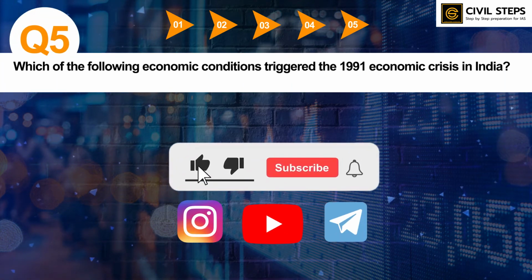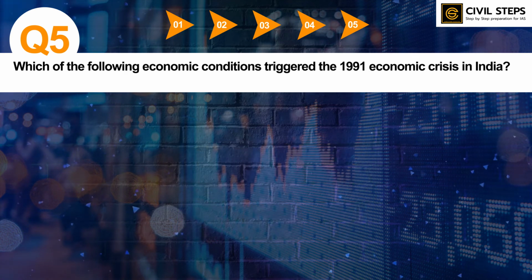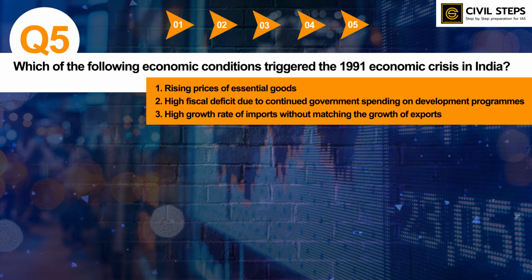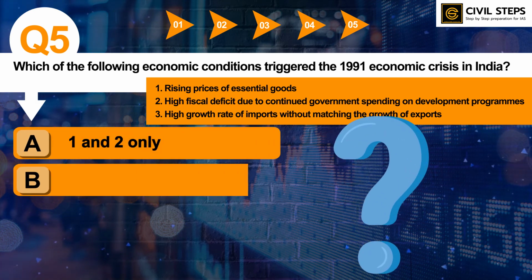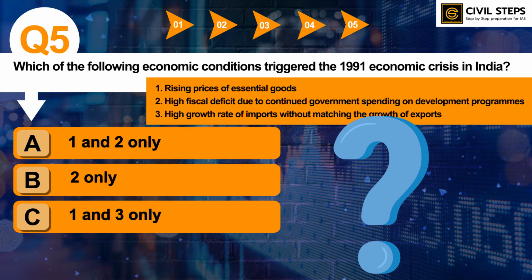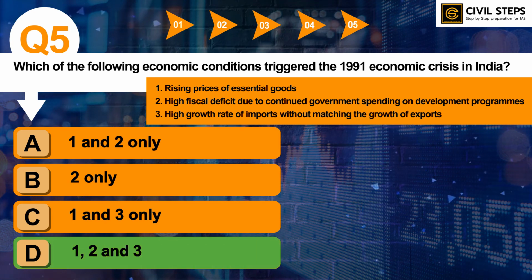Which of the following economic conditions triggered the 1991 economic crisis in India? First, rising prices of essential goods. Second, high fiscal deficit due to continued government spending on development programs. Third, high growth rate of imports without matching the growth of exports. So select the correct answer using the code given below. Option A, 1 and 2 only, B, 2 only, C, 1 and 3 only, D, 1, 2 and 3. So you have to tell the correct answer. So the correct answer of this question is option D, 1, 2 and 3.